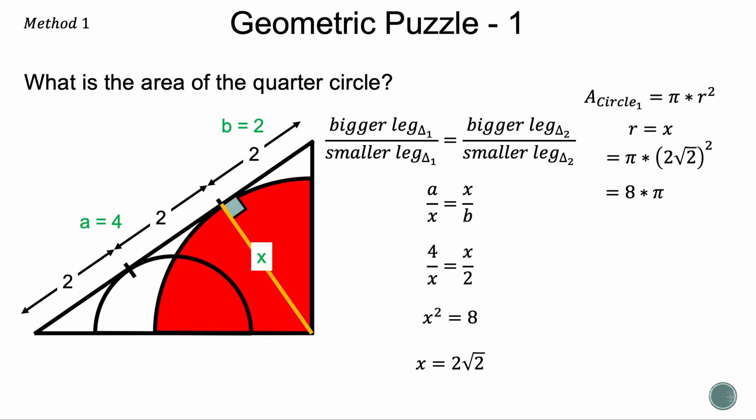We found the area of the full circle. We only need a quarter of it. So let's divide by 4. Now that we have set that up, let's divide 8 pi by 4. And 8 pi divided by 4 is 2 pi. And that is the area of the quarter circle.